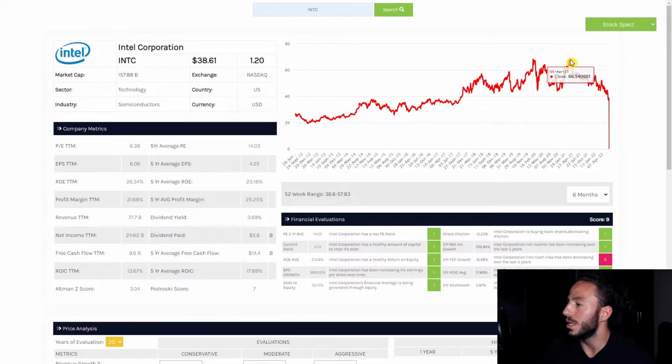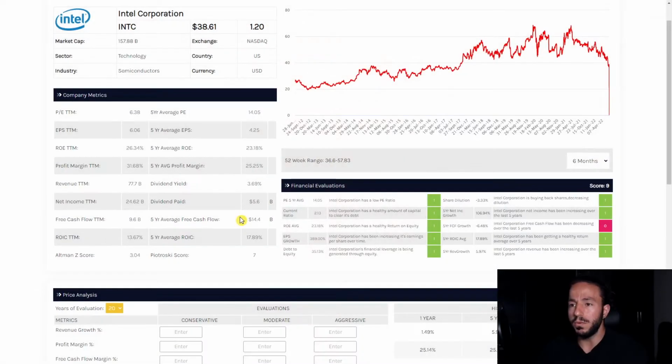What was our peak here? Oh, the 52-week range, we've hit $57 a share, and now hit a low of 36. I'm loving these low prices. I love when companies irrationally just get beat down. So overall, in the financial evaluation section of Intel, they're doing so many things right. This free cash flow growth, even though it has been decreased, it doesn't bother me because I know they're reinvesting into themselves.